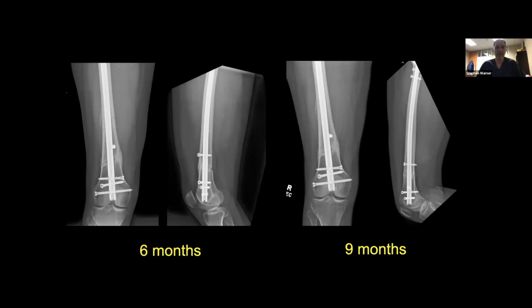Again, another technique for a different type of non-union that can be done. Again, you saw some other cases with more open techniques. Here are some examples of what can be done, improving the alignment percutaneously and then getting these to heal. So, Dr. Raker, I turn it back over to you for the last 5 minutes here.